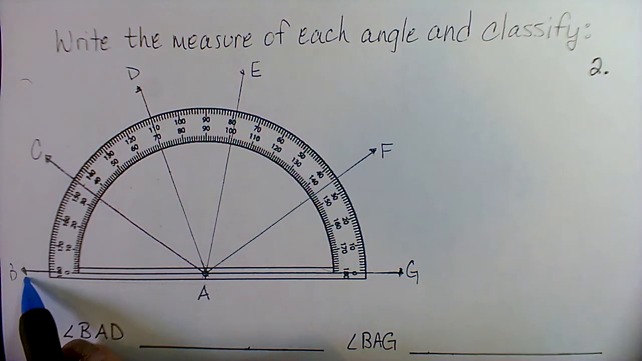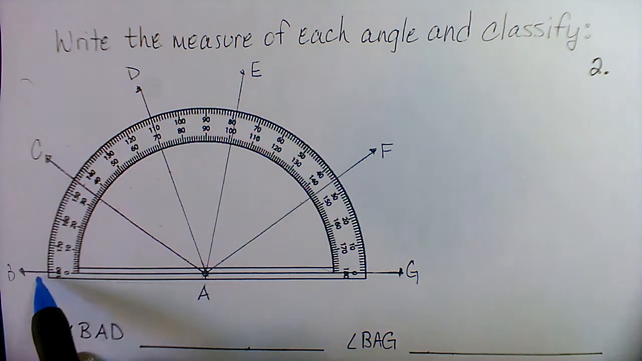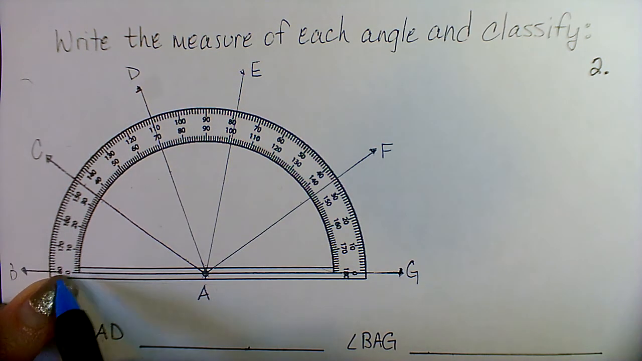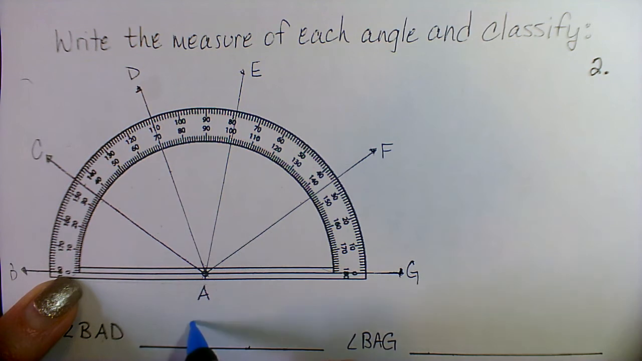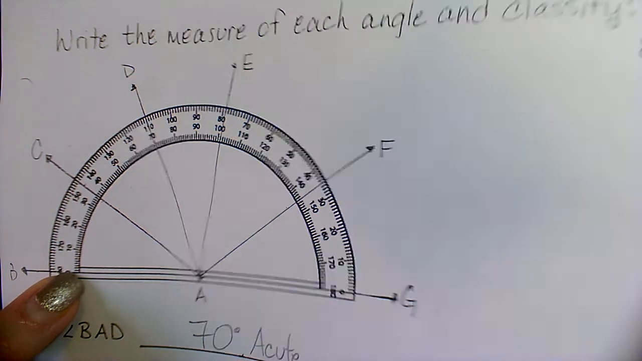So I'm starting at B, I'm going to A, and I'm going to D. So I'm going to start at the 0 here because that's my B side. I'm going to go up to D, which gives me 70 degrees. It tells me that it's acute. It's less than 90. It's acute. All right. I'm going to go to the next one.